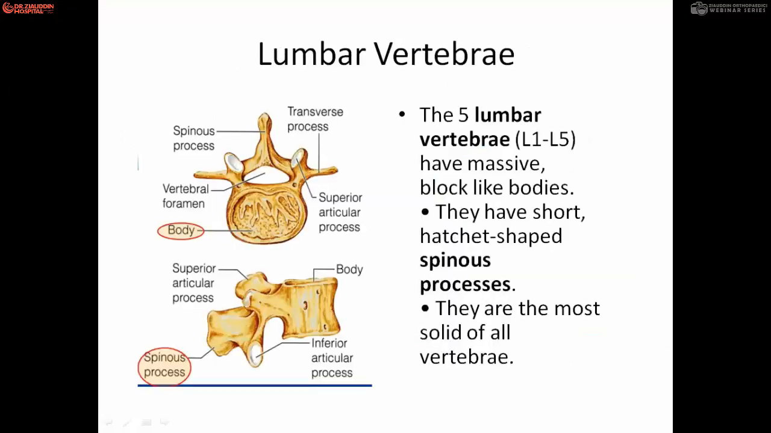Coming towards the lumbar vertebra, there are 5 lumbar vertebrae, from L1 to L5. They have massive block-like bodies and short hatchet-shaped spinous processes. They are the most solid of all vertebrae. It is mentioned that even the L5 vertebra equals around 5 centimeters, so it's a good amount of bone which is available.